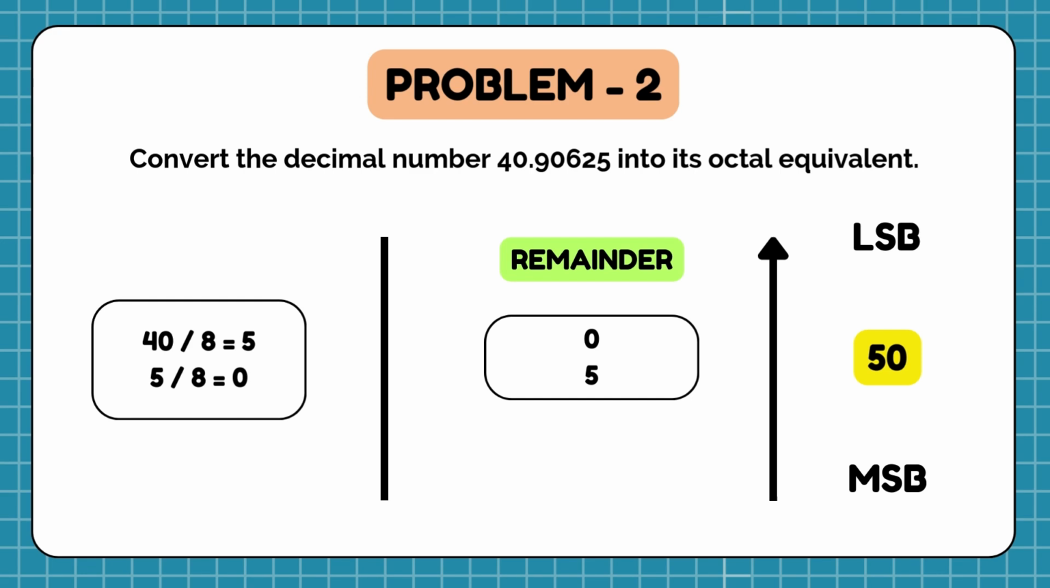So, when we divide 40 by 8, we get 5 with the remainder of 0. And when we divide 5 by 8, we get 0 with the remainder of 5. Now, if we read the remainders from bottom to top, we get 50. So, 40 in decimal is 50 in octal.